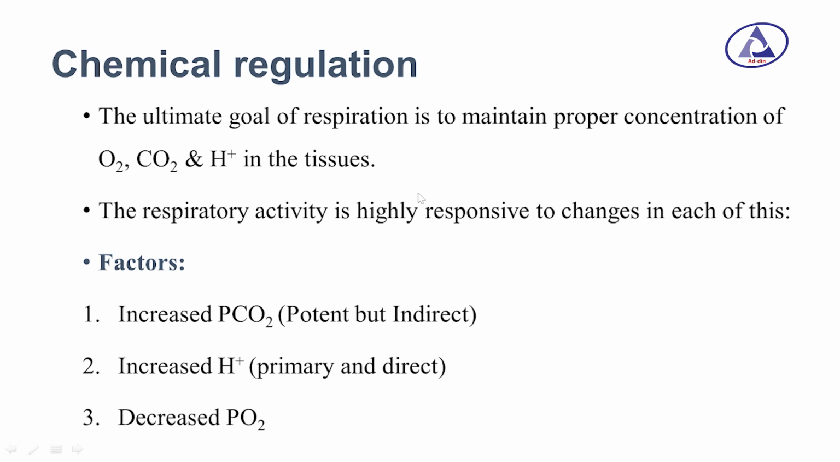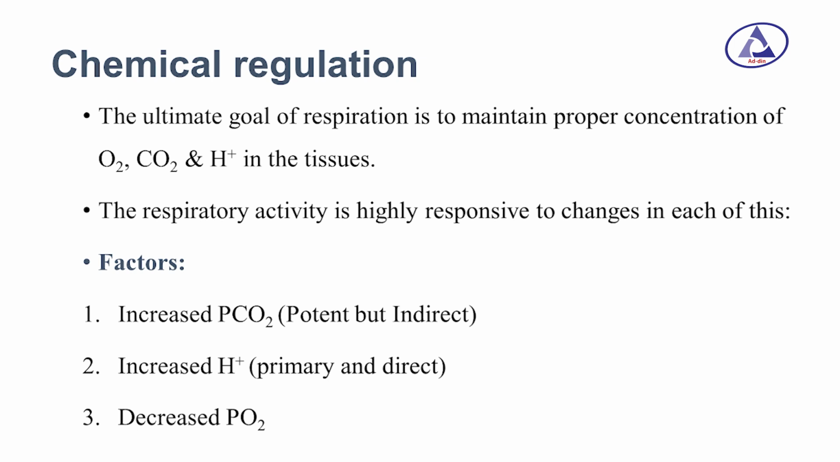So far this was the nervous regulation. Now we will start the chemical regulation of respiration. The ultimate goal of respiration is to maintain the proper concentration of oxygen, carbon dioxide and hydrogen ion. Now I will say something: there are 2 chemoreceptors in our brain. One is central chemoreceptor and another is peripheral chemoreceptor. What do you mean by chemoreceptors?